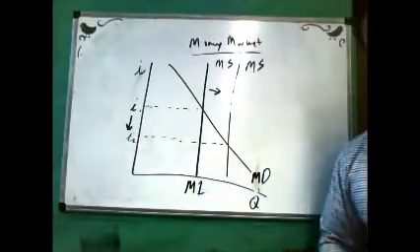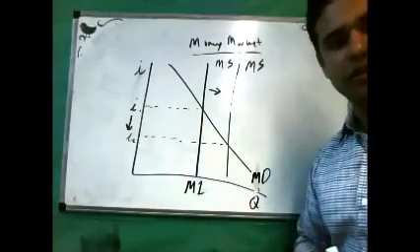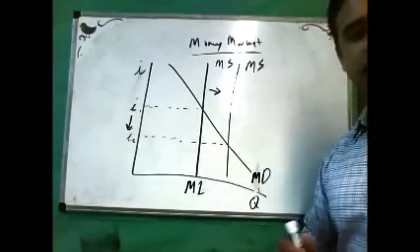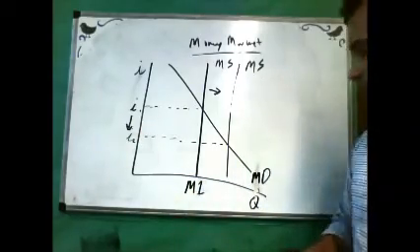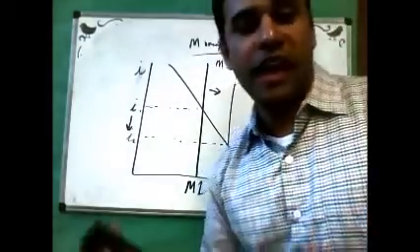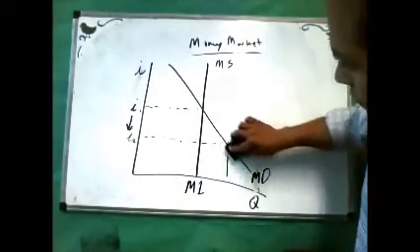Here's our big takeaway. Expansionary monetary policy lowers interest rates. So let's go ahead and practice what a contractionary monetary policy would look like. We'll start off with our standard graph.